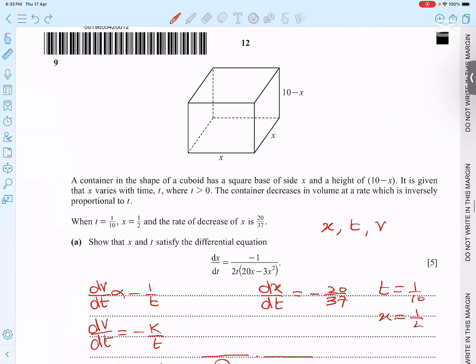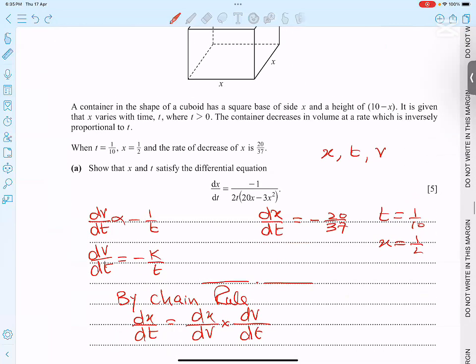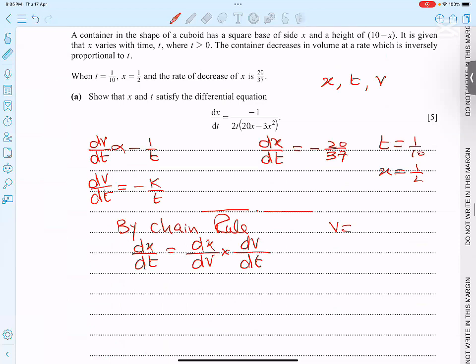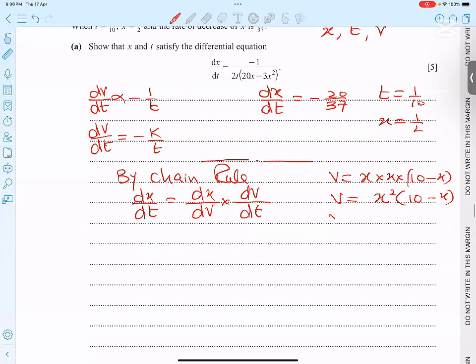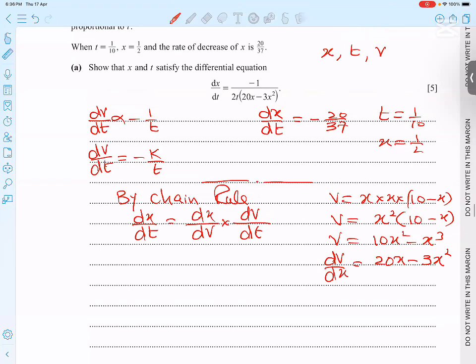So we have to go on the top, and volume is given. Volume is length into width into height. Height is 10 minus x. We got x to power 2 and 10 minus x. So volume turns out to be 10x to power 2 minus x to power 3. And dv over dx is equal to 20x minus 3x to power 2. Okay, and this is interesting. And now what to do?